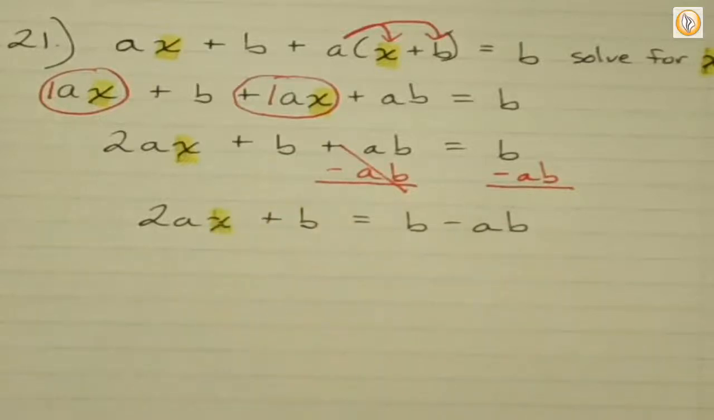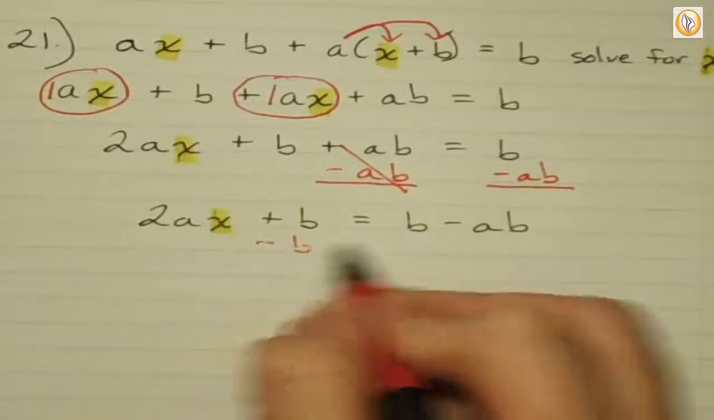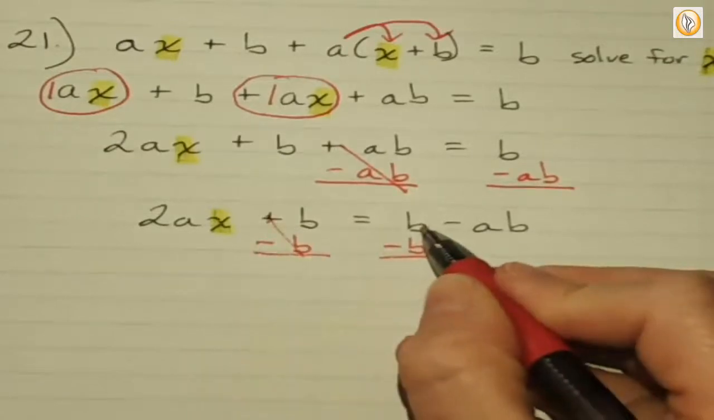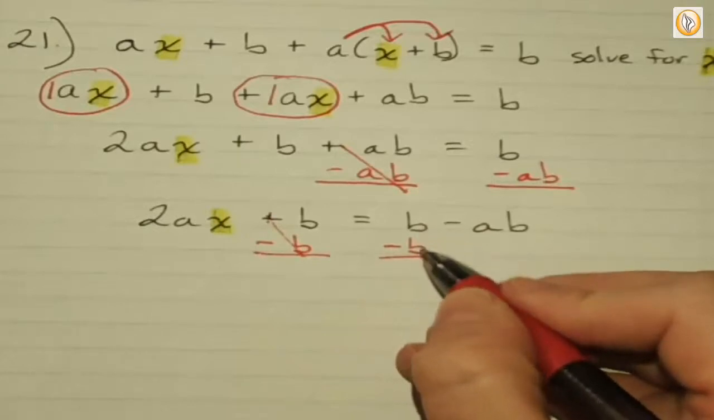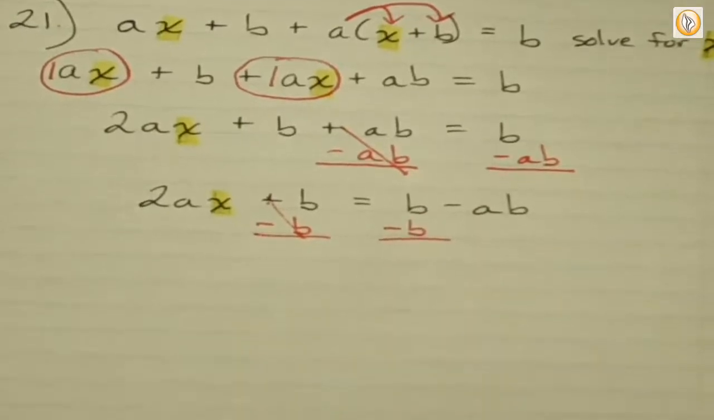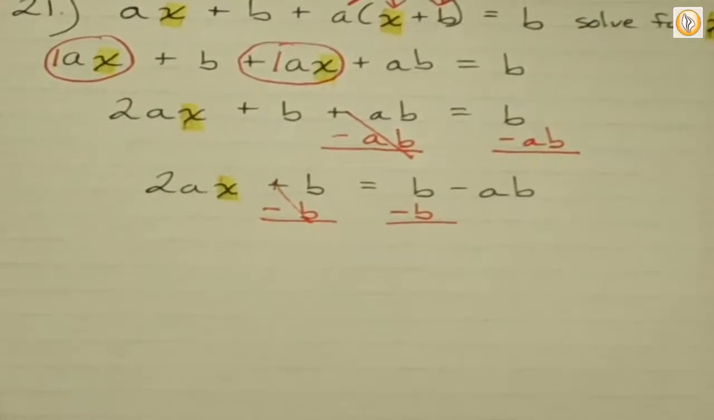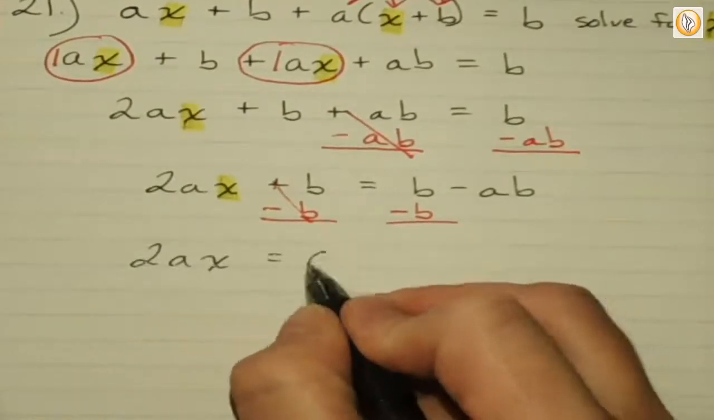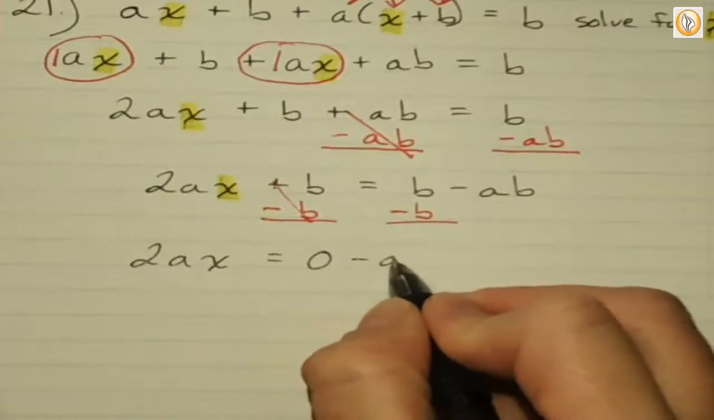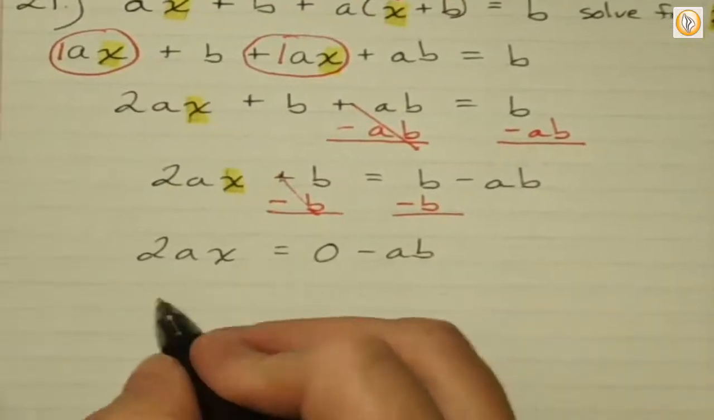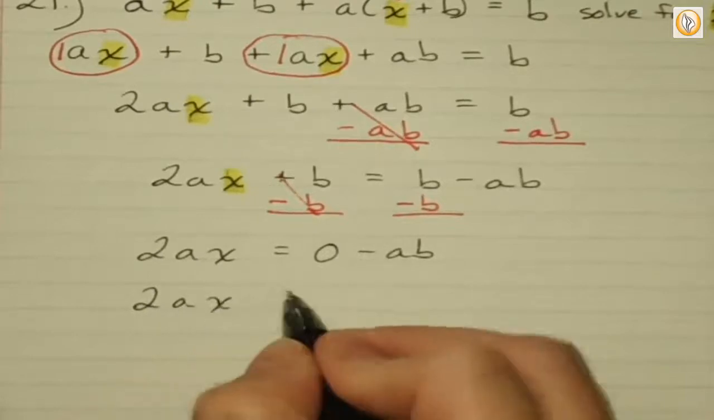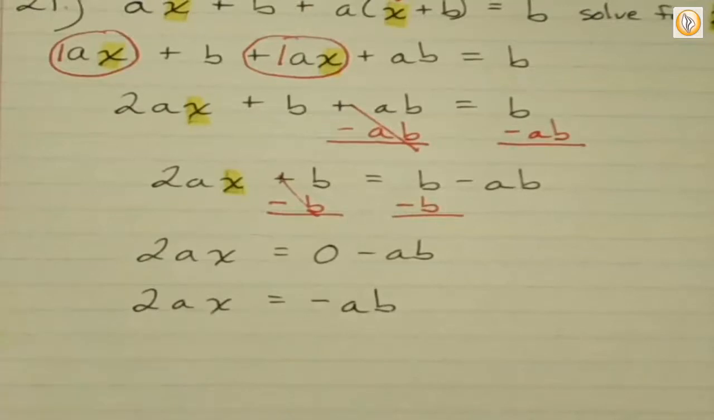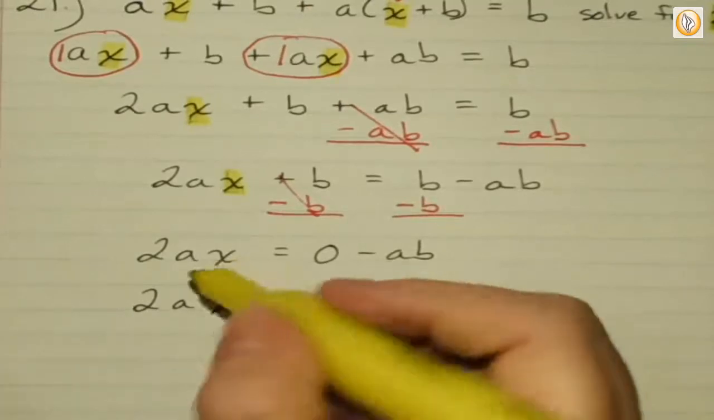Subtract B. Subtract B on both sides. Now look here. Can it be combined with this B here, Cecilia? So B minus B is? 0. That's right. And we can put 0 minus AB, or we can just write 2AX equals negative AB. Do y'all see that? Sit back and look at this.